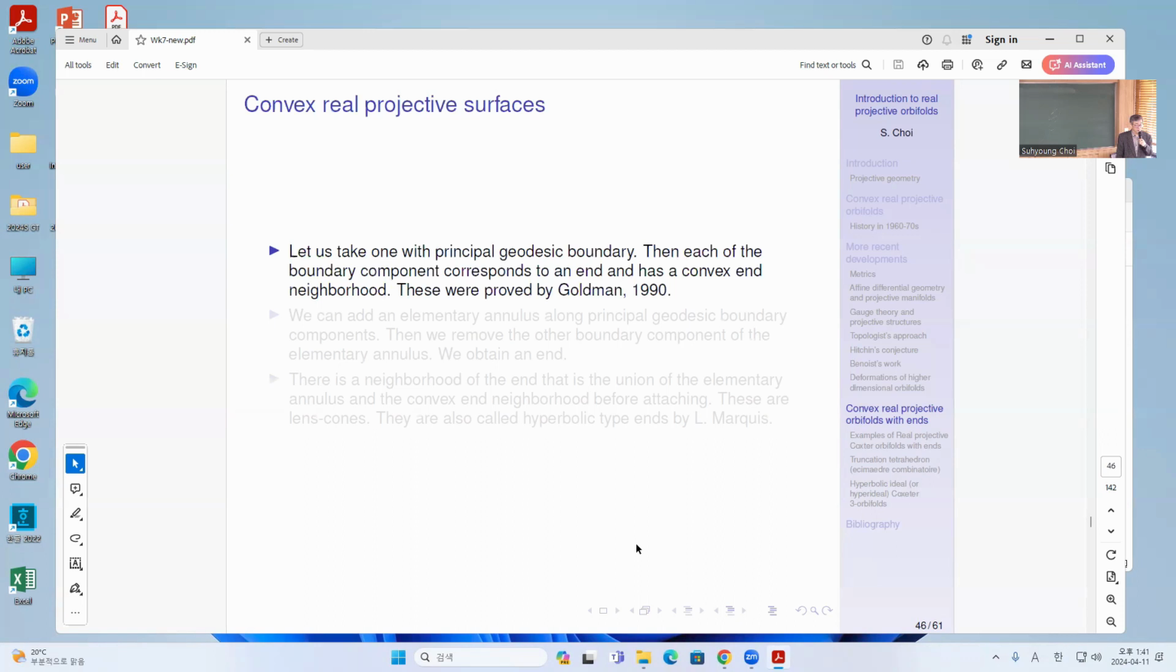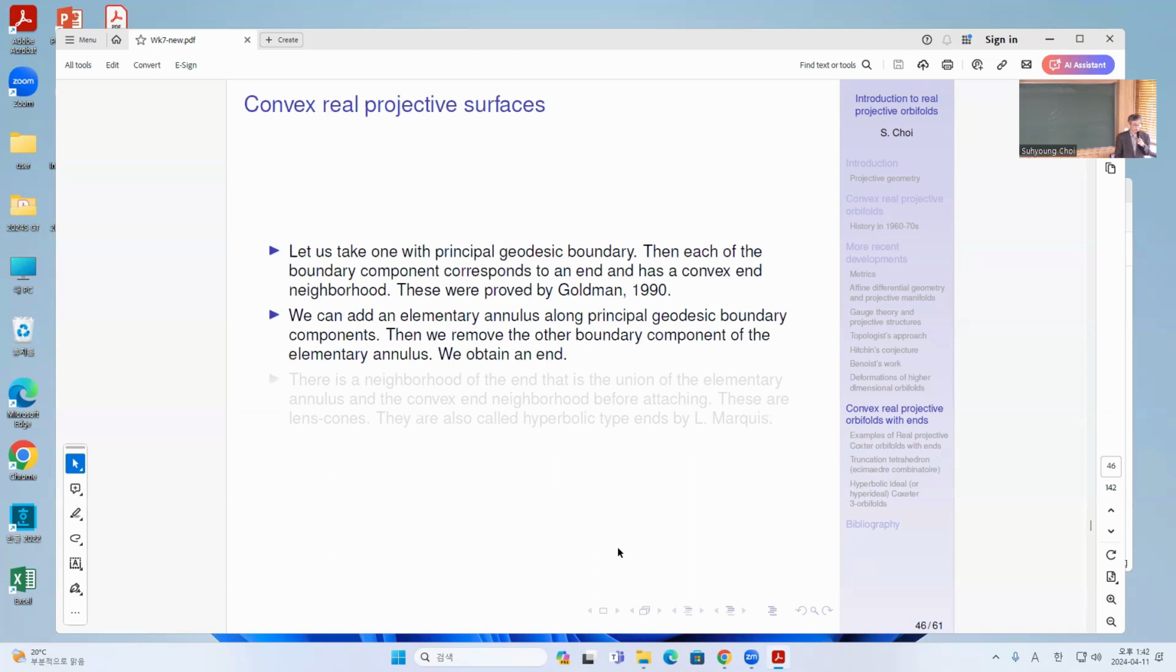For example, you can take one with the principal geodesic boundary. If you have a properly convex real projective surface and it has a principal geodesic boundary, then each of the boundary components corresponds to an end and has a convex end neighborhood, either inside or outside. That was proven by Goldman in 1990.